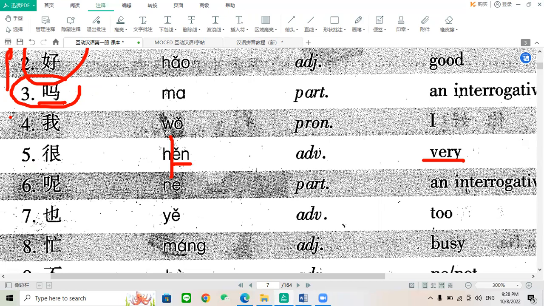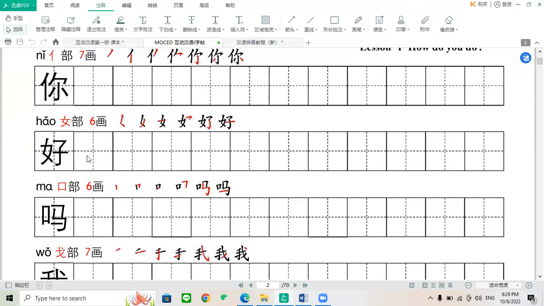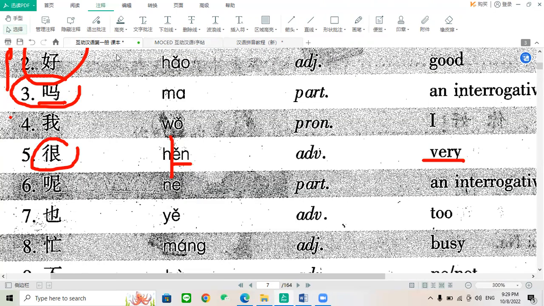So if you have time, you have to try to practice its writing, right? You have to know how to write it. We have this book. It includes all characters in the dialogues. So I do suggest you use this book, if you have free time. Okay. All right. So next one, you have this one, right? Okay, good. So 很, very.